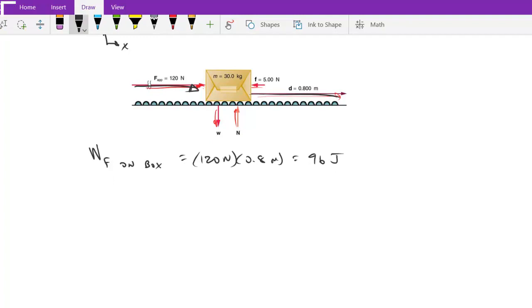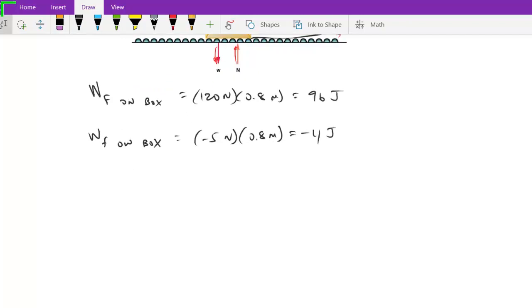If we look, though, at the work done by friction on the box, then this is going to be equal to, this frictional force goes off to the left, right? So this is a negative 5 newtons times, it still displaces to the right. We can obviously have frictional forces acting opposite displacement always, right? So the work done by friction on the box would be negative 5 newtons times the 0.8 meters here. And so this is equal to a negative 4 joules.